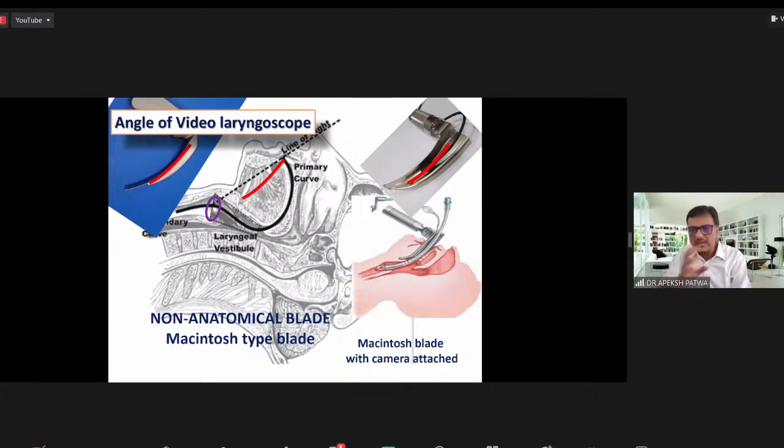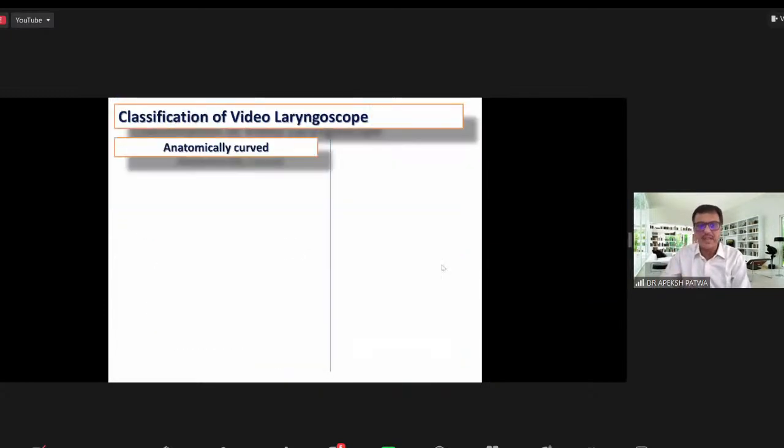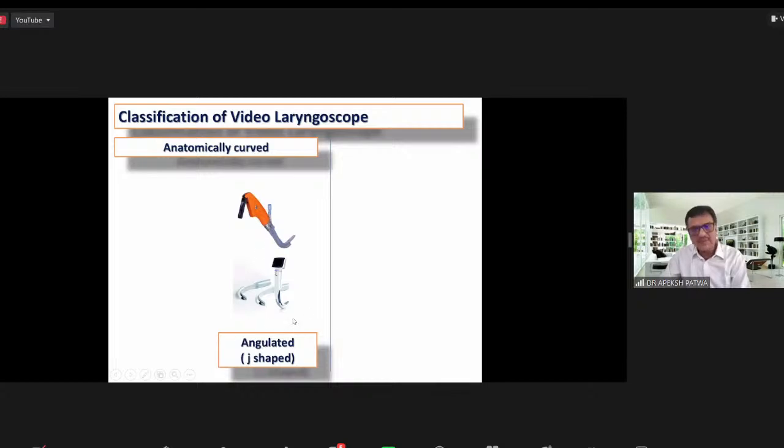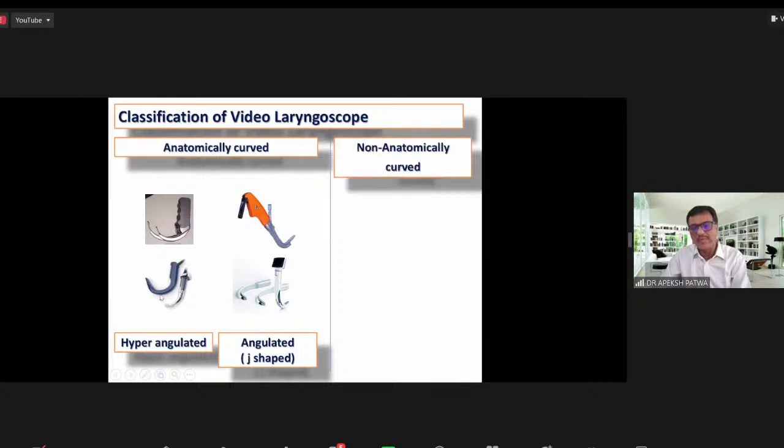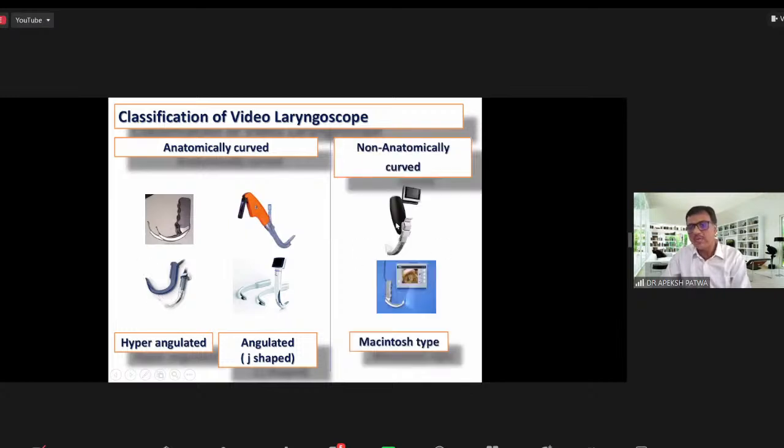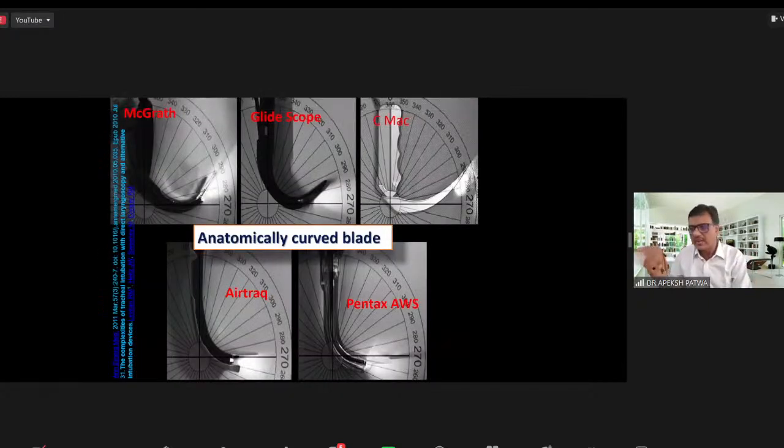So if you want to classify video laryngoscopes, they can be classified as anatomically curved blades, J-shape, which is the King Vision, Airway, Pentax. Hyperangulated is the CMAC D blade or Glidescope hyperangulated blade. And the non-anatomically curved blade is the Macintosh type of blade. So these are the differences between anatomically curved and non-anatomically curved blades. What difference does it make in clinical practice? We'll discuss it in a later part of this session.